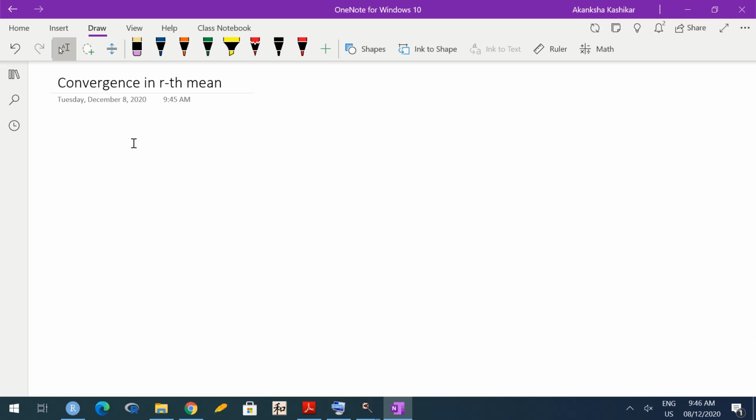Hello everyone. So now we'll see some properties of convergence in rth mean. Let us first recall the definition of convergence in rth mean. So we say that Xn converges to X in rth mean if expectation of |Xn - X|^r converges to 0. The sequence of expectations is a sequence of real numbers. So if it converges to 0, then we say that Xn converges to X in rth mean. And this can happen for any positive r. Okay, if it happens for one r, it doesn't necessarily hold true for other r.